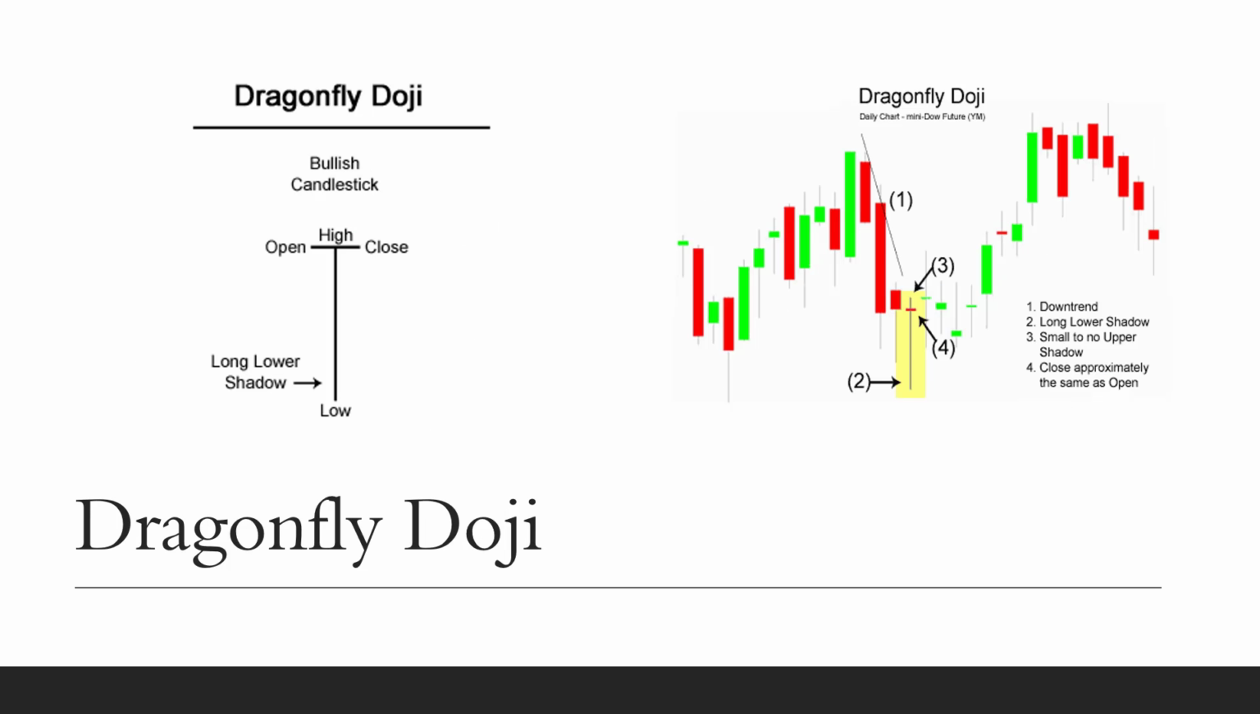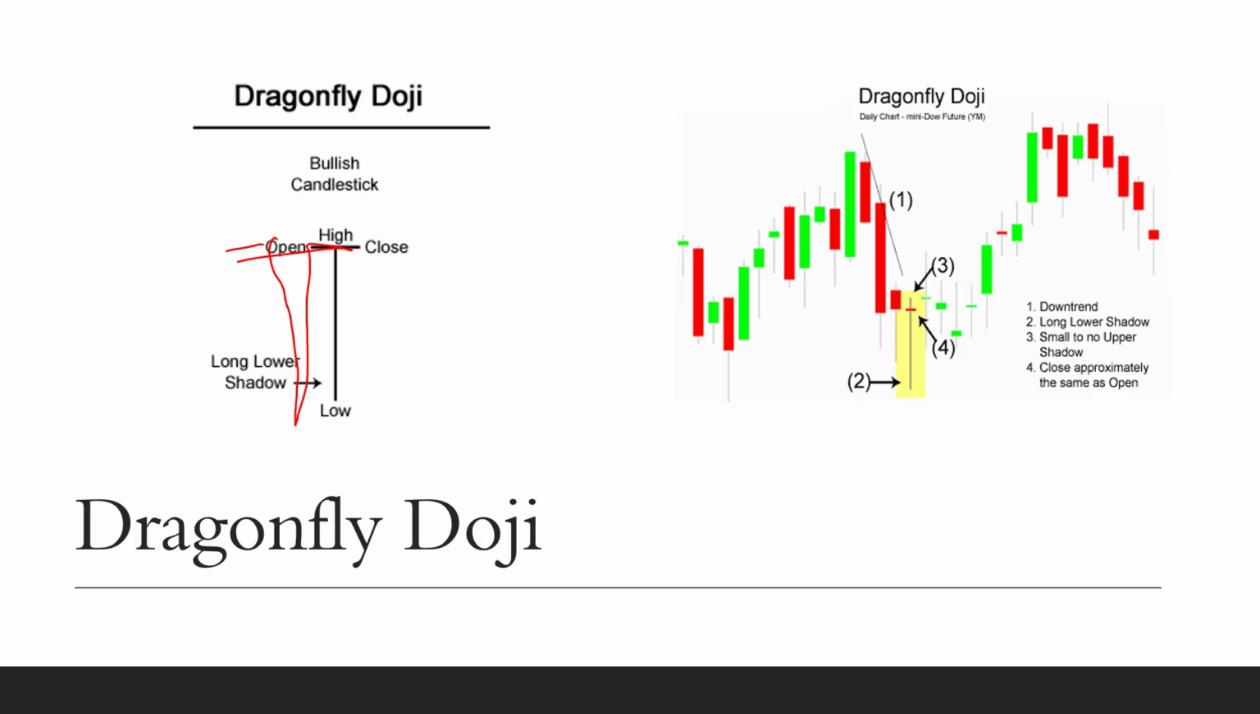And the next one, the Dragonfly doji. So the way this one works is basically where it opened and closed at the exact same level. So it opened at one level, sellers took it all the way down, and buyers took it all the way back up right to where it was open.